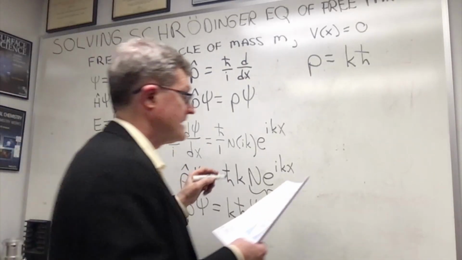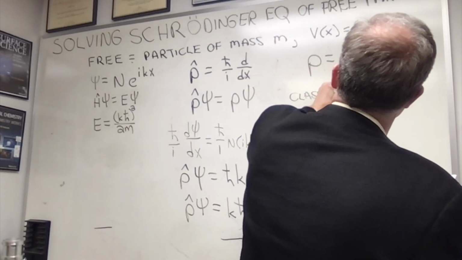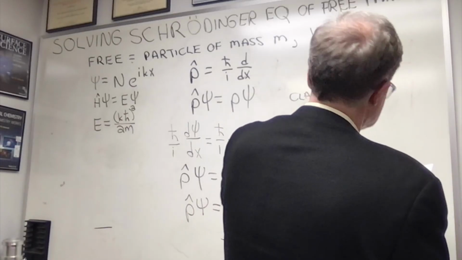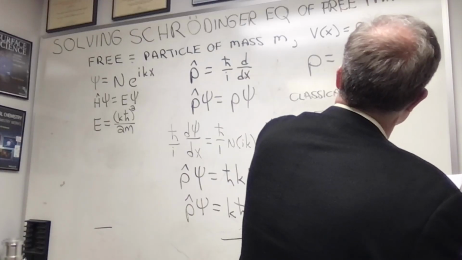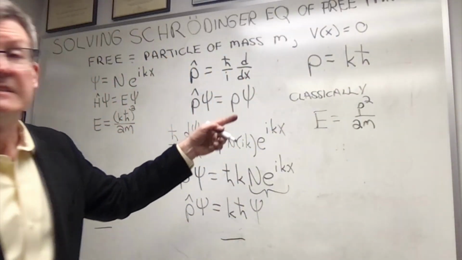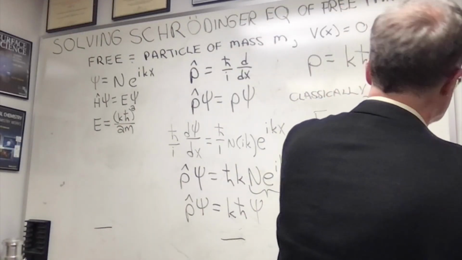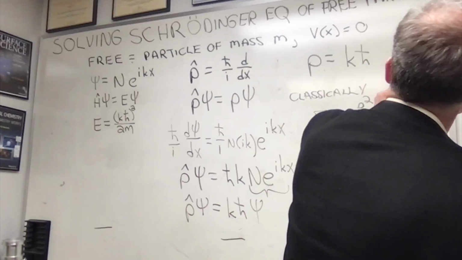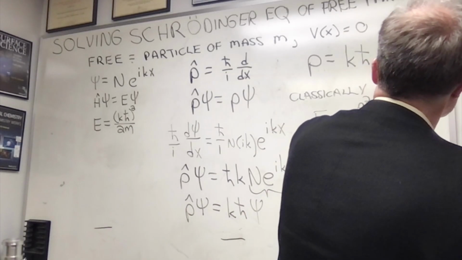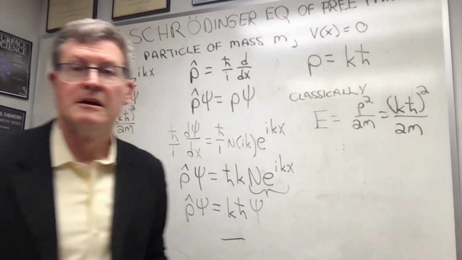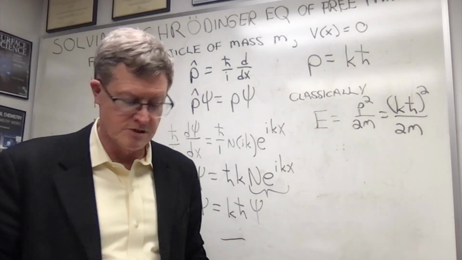So now we have a value for the linear momentum, and we have a value for the kinetic energy, and indeed classically we would have said, oh yeah, the kinetic energy is equal to p squared over 2m. And that's exactly the result we have here, which is just equal to (kħ) squared over 2m. So we've used the methods of quantum mechanics, and again, we got the classical result.